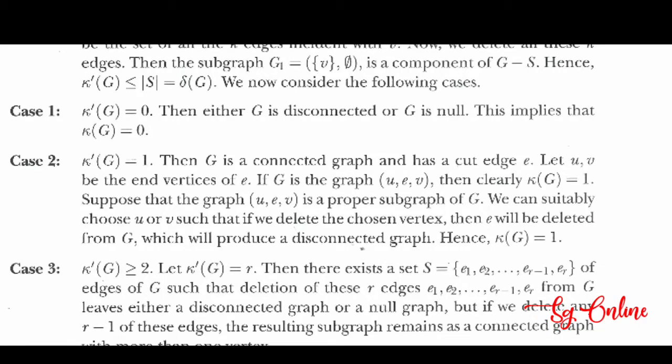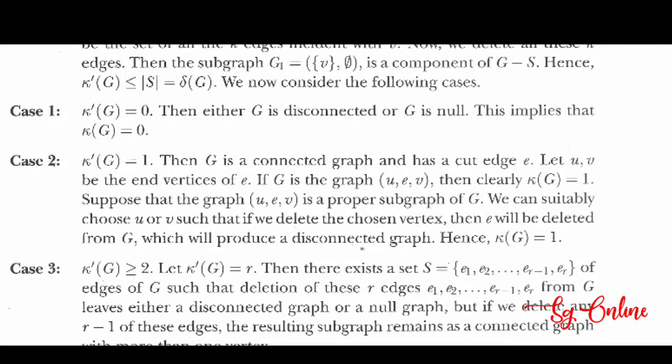Or if the graph is a null graph, so either it is a single vertex graph or it is disconnected, then also you do not require any vertex deletion, so kappa is 0. So this case is very obvious. If kappa dash is 0, then kappa is also 0.